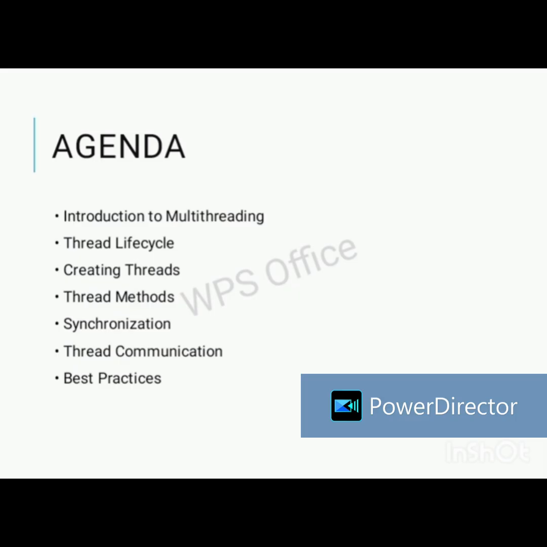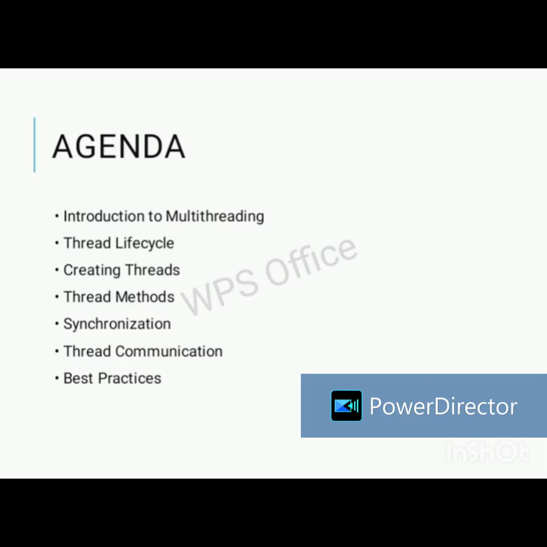Next, we will discuss the thread lifecycle. Understanding the different states a thread can be in, such as new, runnable, waiting, and terminated, is key for controlling their execution effectively. Then we will explore creating threads. Java offers two main approaches: extending the Thread class and implementing the Runnable interface. We will examine both along with the best practices for choosing the right one.